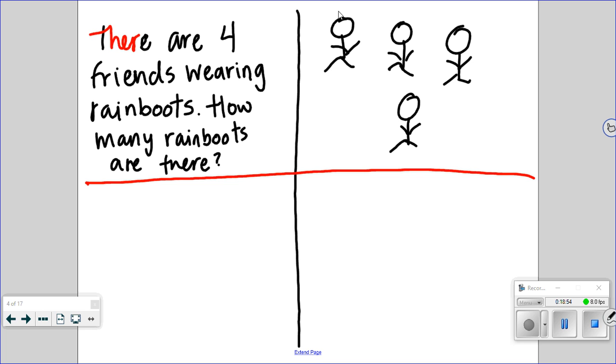But wait, Liam, am I counting friends? What am I counting in this problem? I'm going to read it one more time. Ready? There are four friends wearing rain boots. How many rain boots are there? What am I counting? You're counting rain boots. I'm counting boots, not friends. See, friends aren't wearing any boots. You mean rain boots? Specifically rain boots. Rain boot, rain boot, rain boot, rain boot.